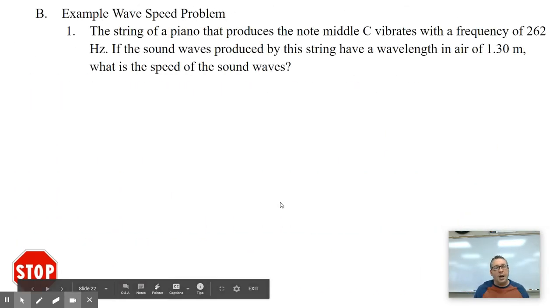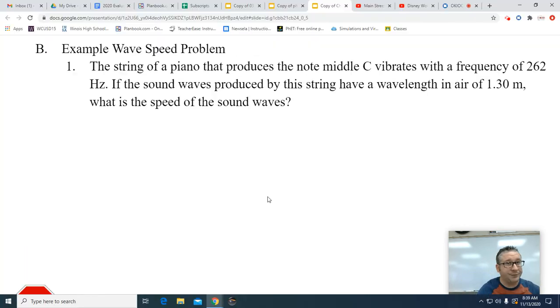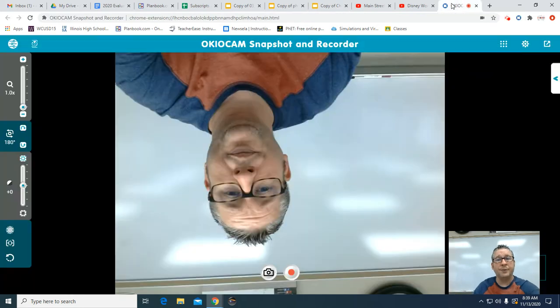All right, so we're looking at a string of a piano. It produces a note called the middle C that vibrates with a frequency of 262 hertz. If the sound waves produced by this string have a wavelength in air of 1.3 meters, what is the wave speed of this sound wave?